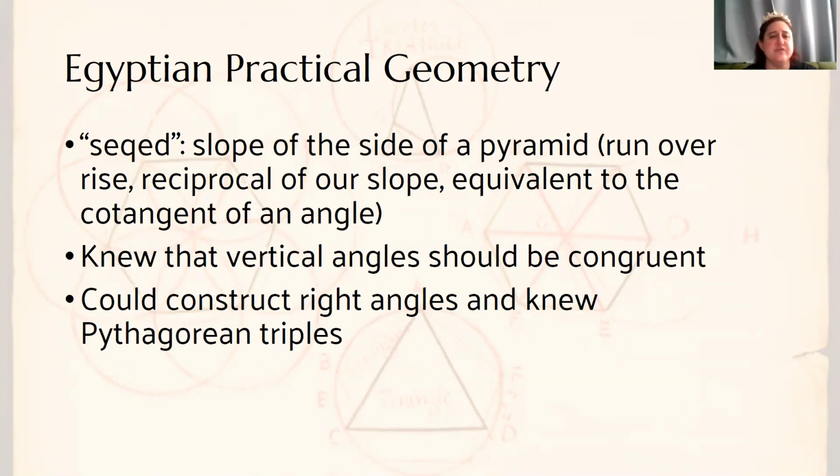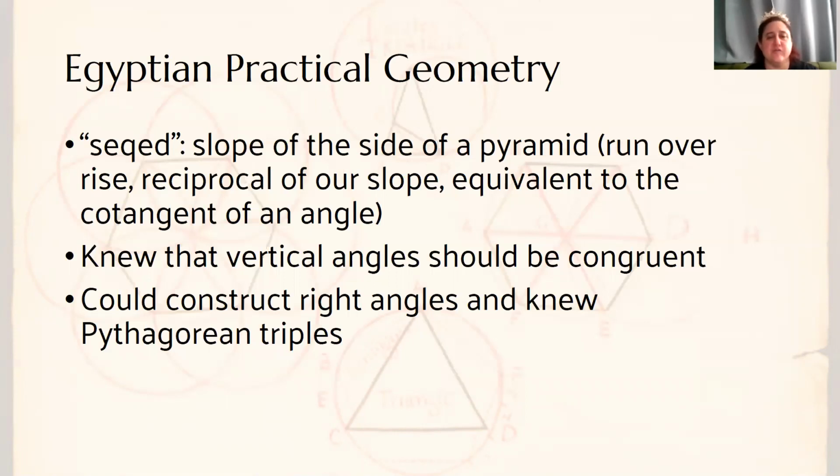They also knew that vertical angles should be congruent. Now, vertical angles is when you have 2 lines that cross like this, and then the angles on the opposite sides are congruent. So they knew that should be true, and that helped them to figure out whether lines were straight or coming at each other in the proper manner.